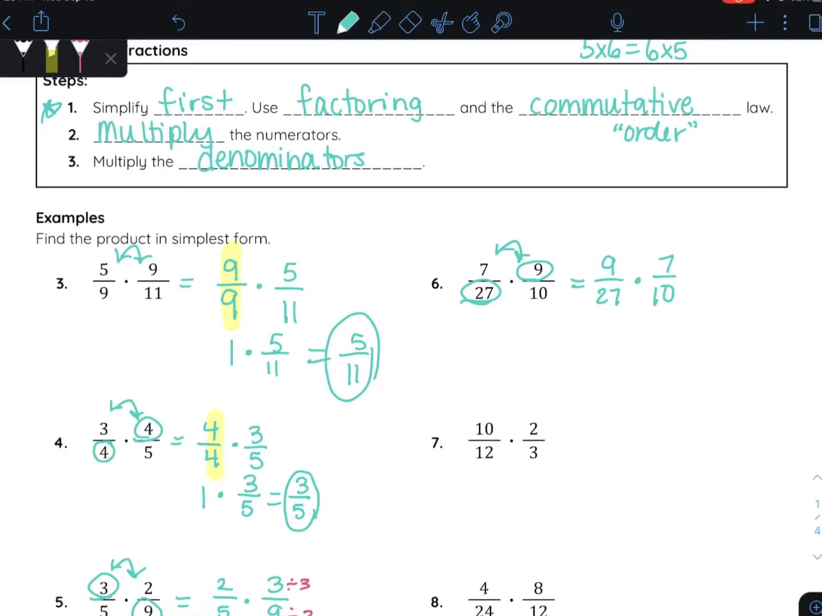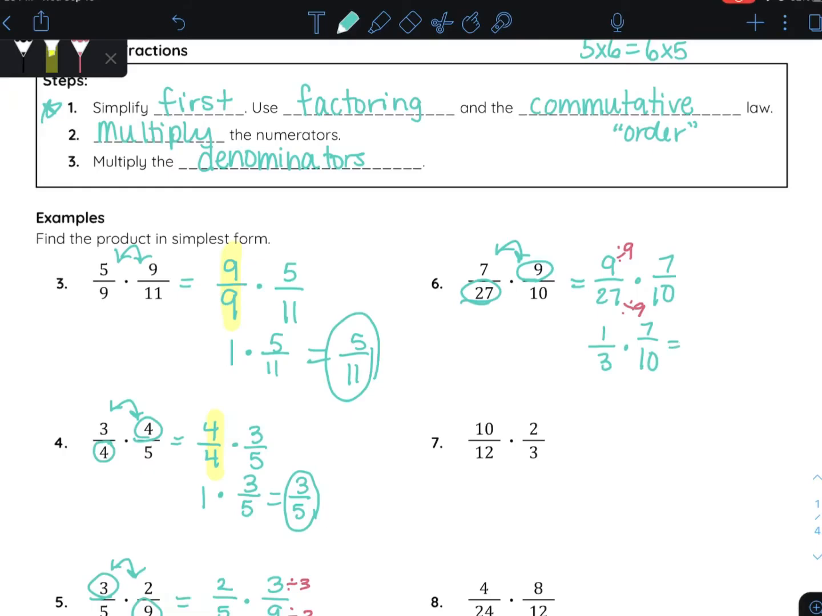So now I can say 9 over 27. What does that simplify to? Well, let me write a little note here. Actually, 9 goes into both of these. So we can divide them both by 9. So 9 divided by 9 is 1. 27 divided by 9 is 3. And now we can multiply by the other fraction.